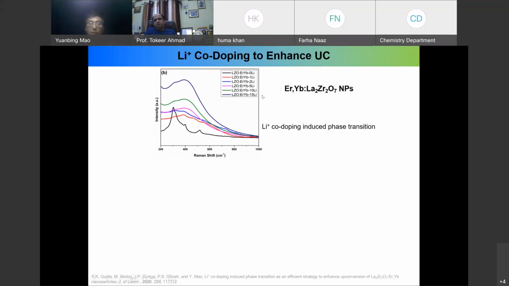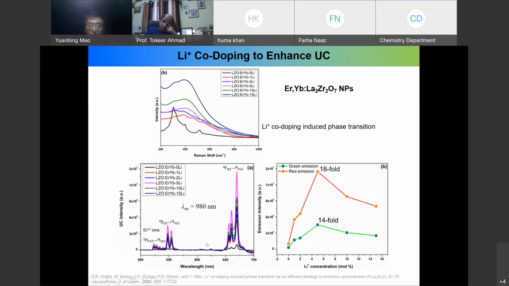So one thing we did is we co-doped lithium into this type of nanoparticles to enhance the upconversion. So for example, here, we doped erbium and ytterbium into sodium zirconate, and then we further doped lithium, and it depends on the lithium concentration. And here it shows there is actually a crystal structure change, but the most important thing I want to show you is how the lithium doping level changes the luminescence, the upconversion luminescence.